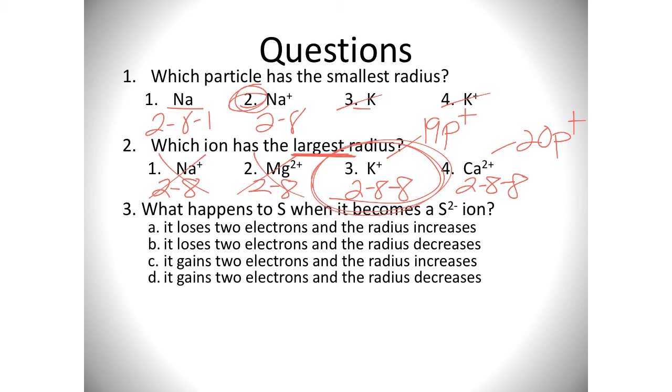All right, question number 3. What happens to the S atom when it becomes S minus 2? So if we have a -2 ion, we are gaining electrons. And if we're gaining electrons, we would anticipate the radius increasing because there's going to be more electrons with the same number of protons. So the electrons are going to repel each other and the radius is going to get larger. It's going to puff out, take up more space.